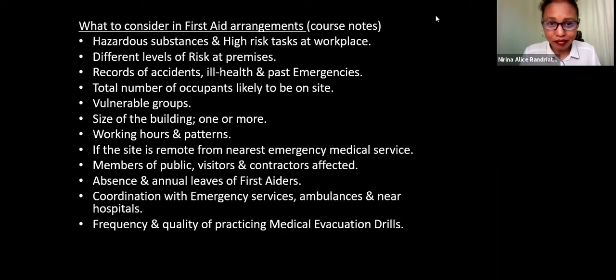So, for example, based on the course notes, you'll see this. It's just a copy paste from the manual, by the way. So here we have the answer to what to consider in the first aid arrangement, which is actually the question. The question says, for the first aid to be realistic, what are the things that you need to consider? But once again, can I just copy this answer and put it as my answer?